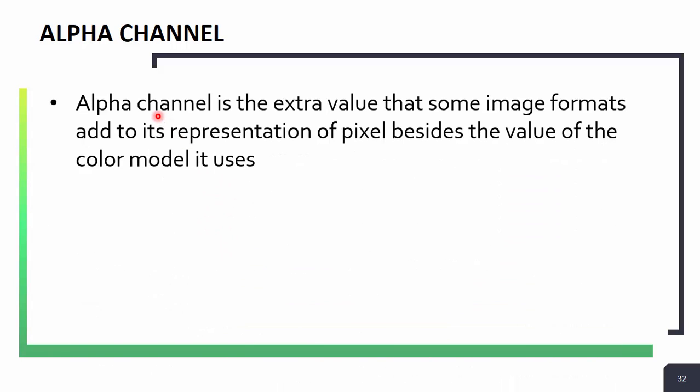Alpha channel is also information that we need to keep, so it is the extra value that some image formats add to their representation of a pixel beside the value of the color model it uses.